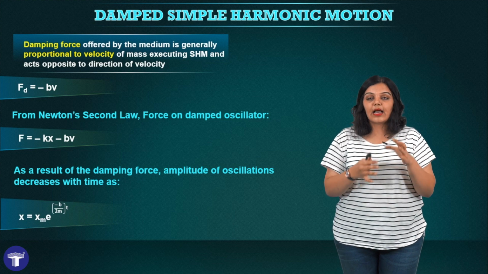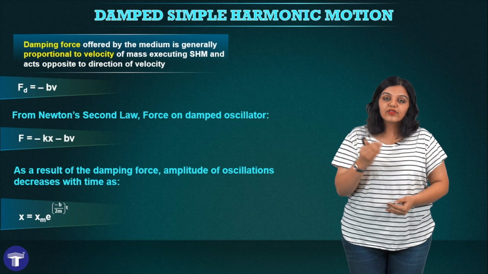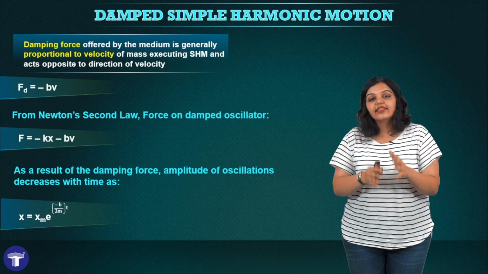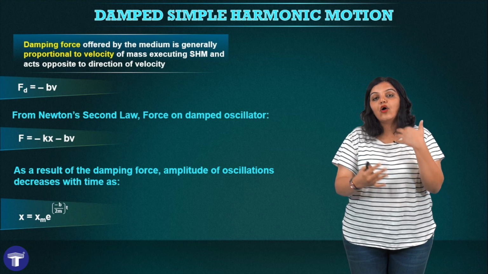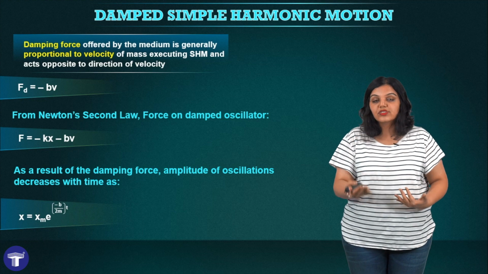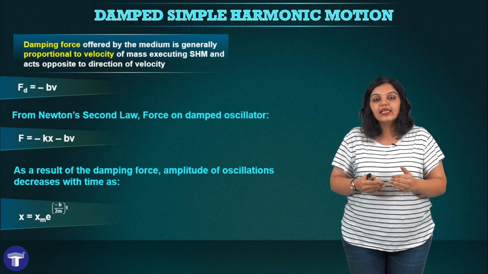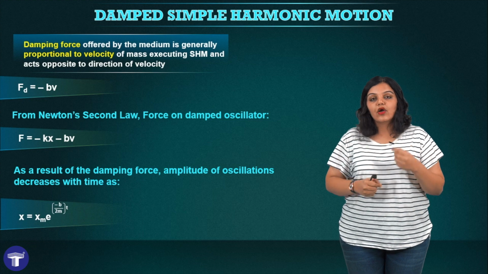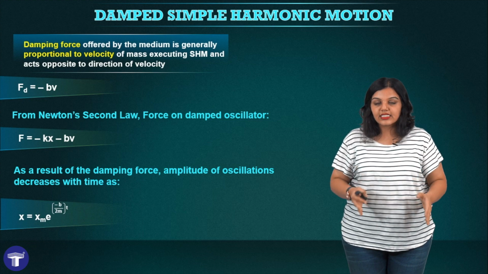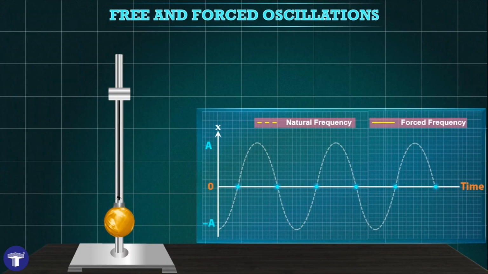And as a result of this damping force, we saw that the amplitude of the oscillation goes on decreasing, and the equation that describes how the amplitudes are decreasing with time is given as x is equal to xm e raised to minus bt by 2m, where t is the time at any given instant. So if in reality all oscillations will die out because of damping forces, then what can I do to keep the oscillations going? And that brings me to the idea of free and forced oscillations.